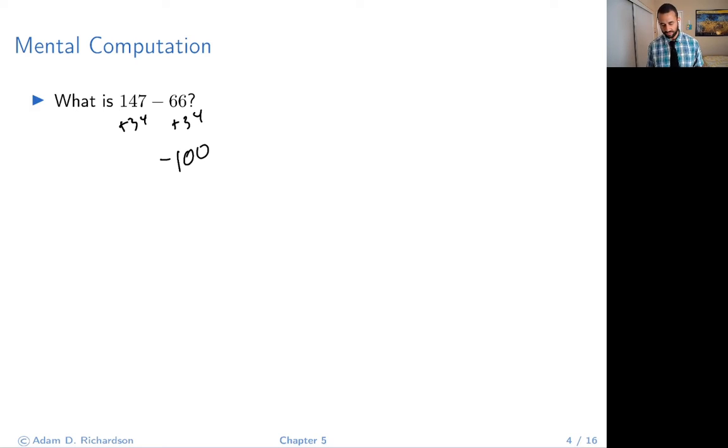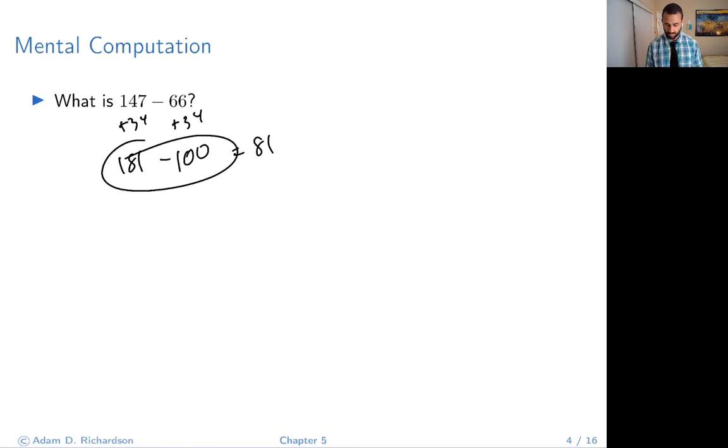Let's see, that's 77 plus 4, that's 81. So we've got 181 minus 100, which is 81. Done. That's all I had to do. I didn't do any subtraction algorithm. I just took the problem and shifted it to something easier, and then the answer was immediate. So that's one way you can do it in your head, right?